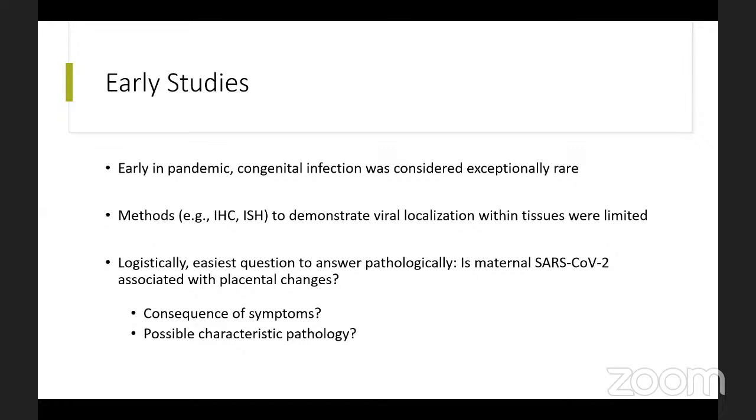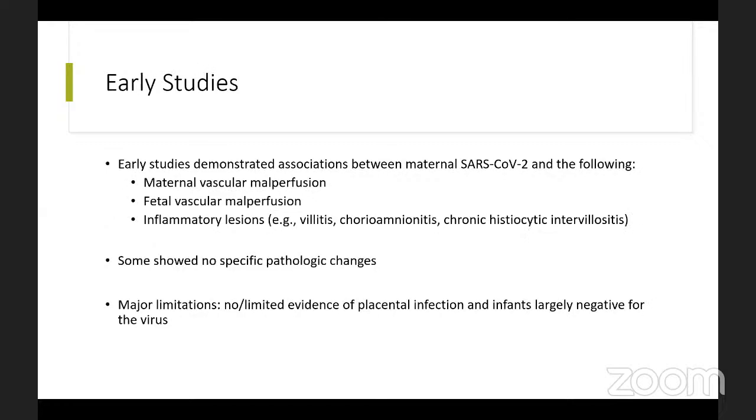And additionally, we didn't really expect to see a characteristic pathology for SARS-CoV-2 infection. But of course, that was in the back of the minds of these early studies: if there was evidence that SARS-CoV-2 could directly infect the placenta, there may be sort of a triad or a pathognomonic histopathology that would allow us to diagnose that. So that brings us to our early studies.